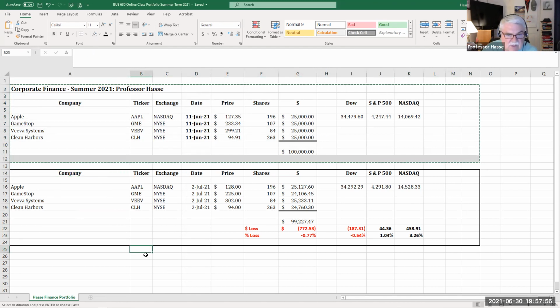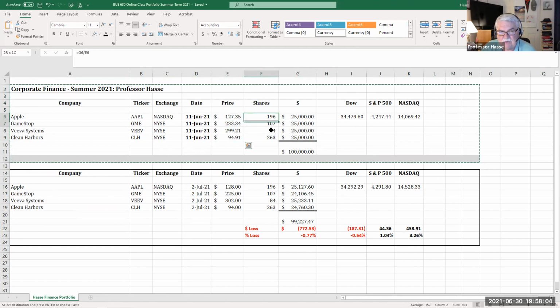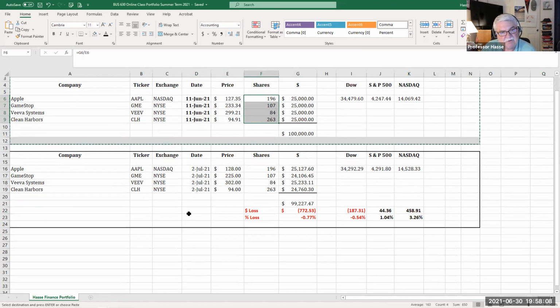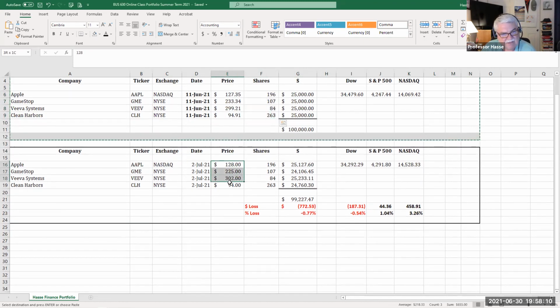But another thing you need to do, see, this original portfolio took your investment, divided by the price on June 11th to determine your shares, okay? Well, this next portfolio is going to take your price on July 2nd, and you're going to multiply it times your shares to determine your new valuation.